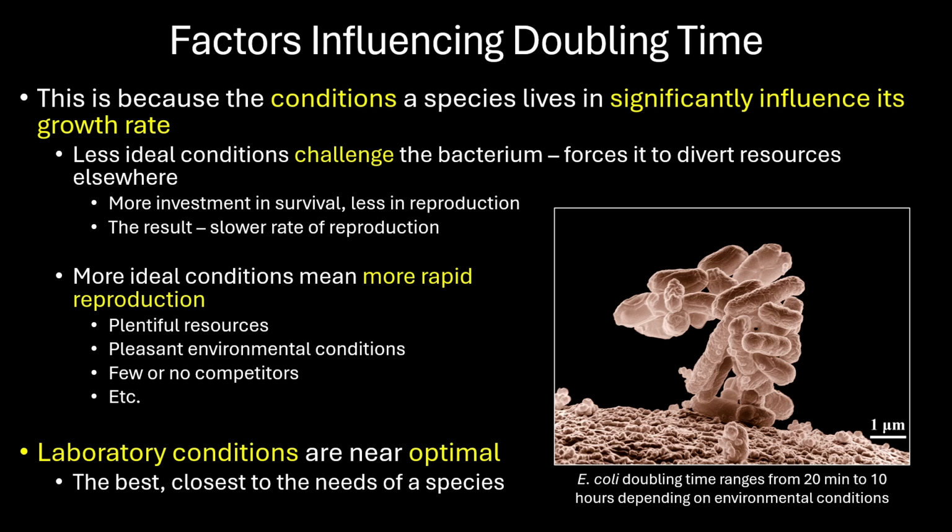And like I mentioned before, laboratory conditions are near optimal, at least the best that we can get them. And it's hard sometimes to figure out what those optimal conditions are. They are not the same for all species. But for some species like E. coli, which is one of the most well-known bacterial species in existence, I would argue the most well-known, we have a pretty good understanding about what it needs for its survival.